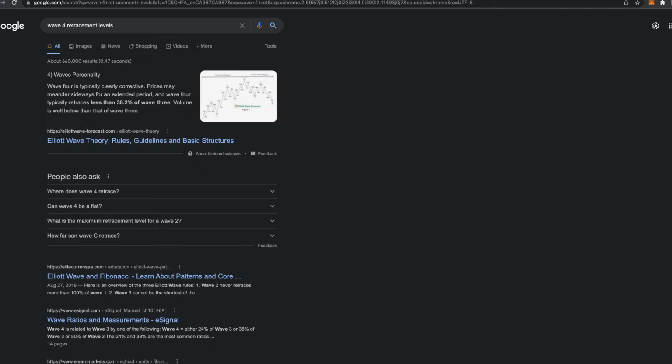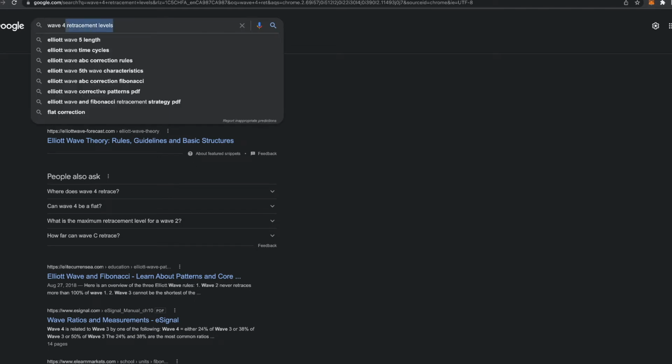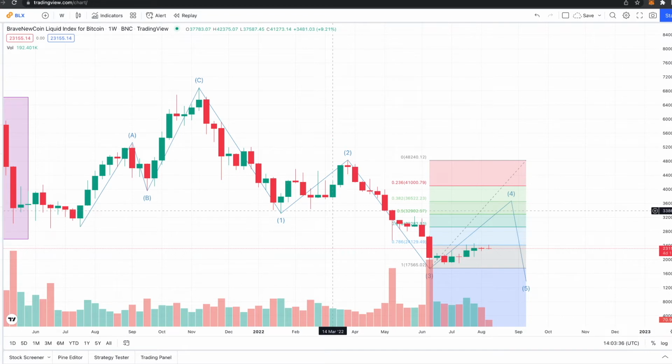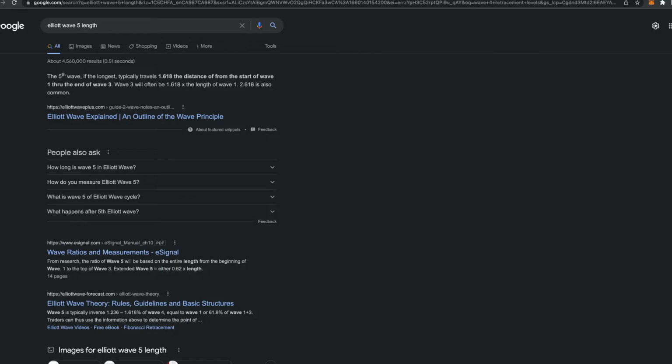And then wave 5. Elliott wave 5 length. The fifth wave, if not longest, typically travels 1.61 distance from the start of wave 1 and through the end of wave 3. Wave 3 will often be 1.618 times the length of wave 1. So let's read that again. The fifth wave is if the longest, which is not in this case most likely, because we had quite a long wave 1.